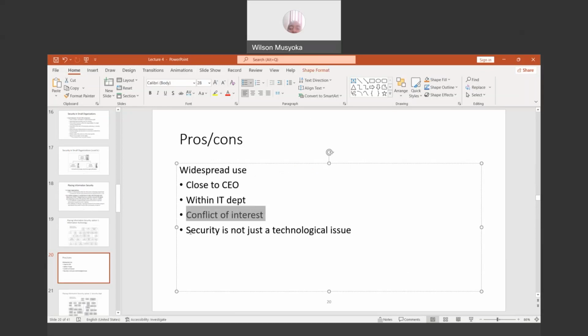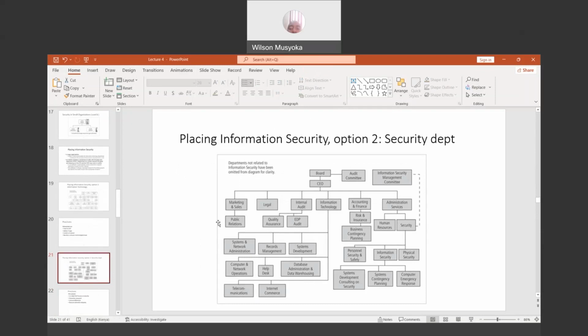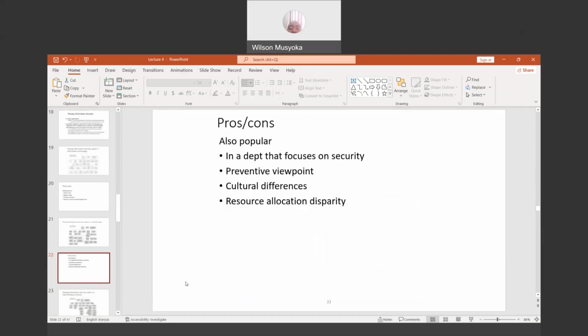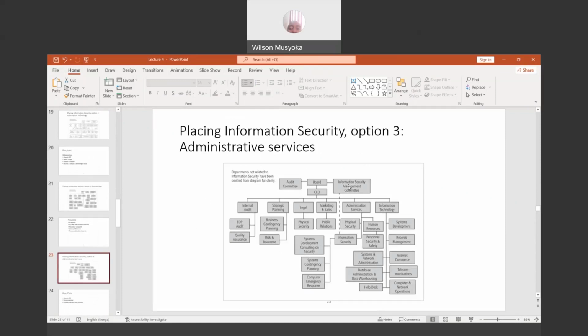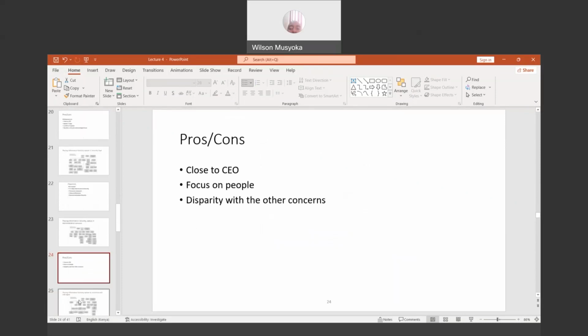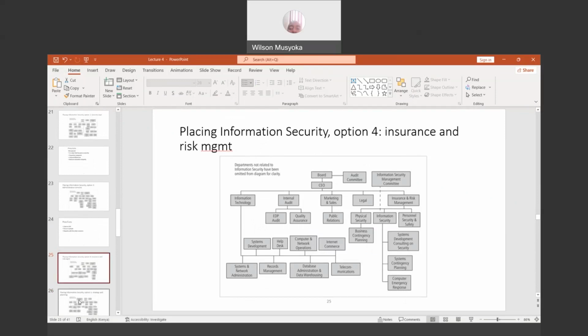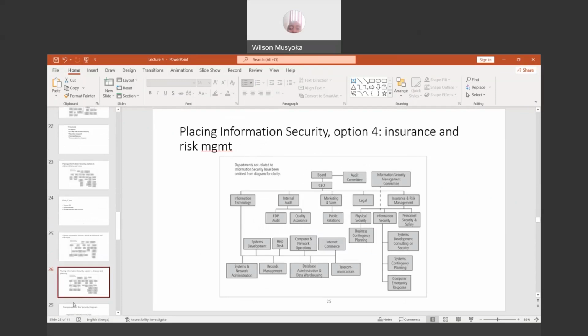And also, security is not just a technological issue, it is also a management issue. That is why it looks like this, again, with security coming up to where the CEO is. The pros and cons have been listed there, and this is how the organization is set up. So you can look at this because they always talk about the same thing.